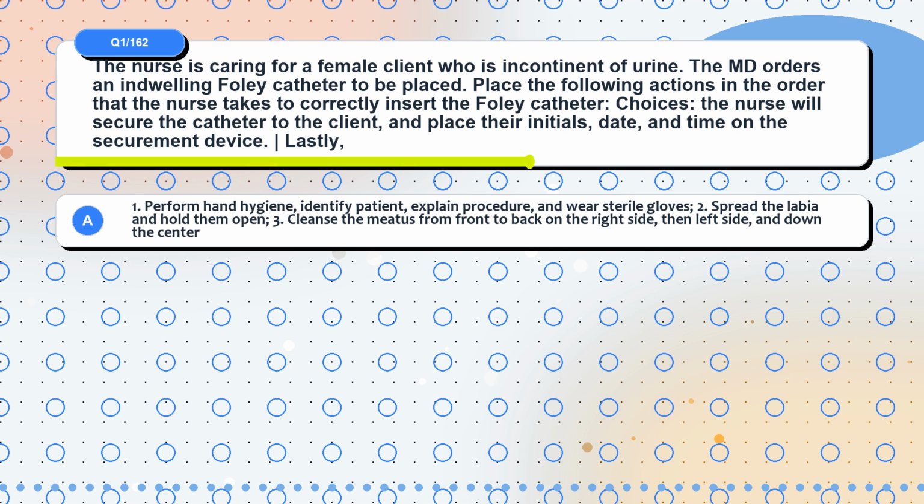Option A. 1. Perform hand hygiene, identify patient, explain procedure, and wear sterile gloves. 2. Spread the labia and hold them open. 3. Cleanse the meatus from front to back on the right side, then left side, and down the center.